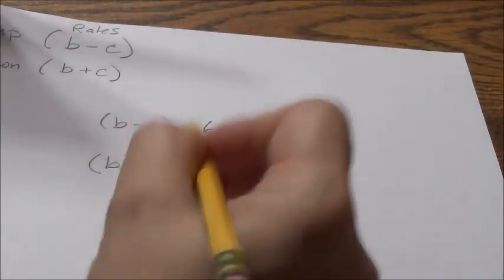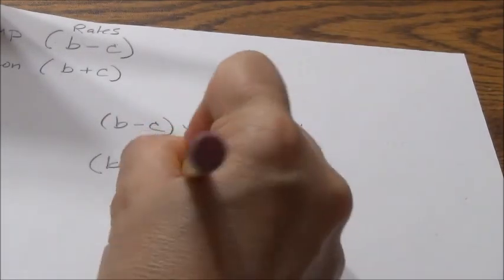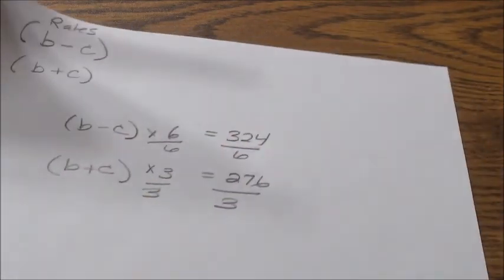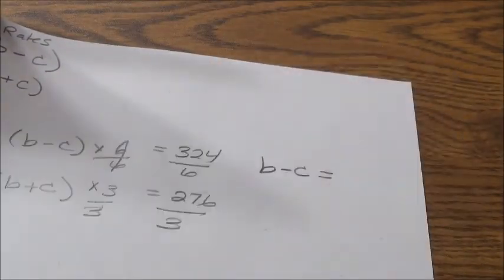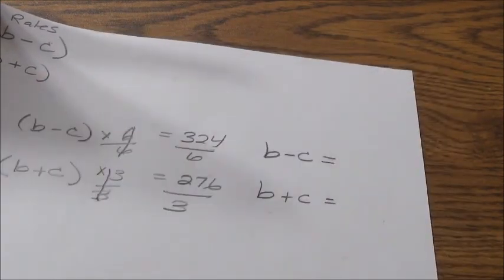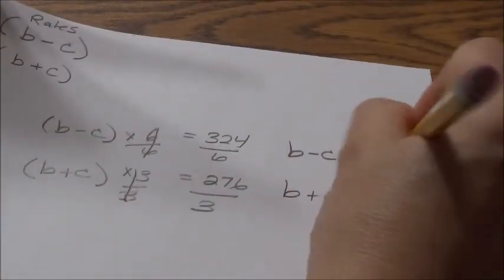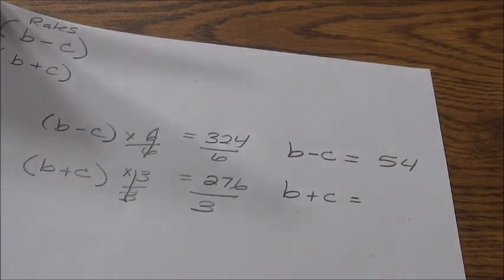Again, I'm going to go ahead and divide by the times right away. So I'm going to divide by the 6 on the top equation, 3 on the bottom equation. So that here I'm going to get B minus C equals something. On the second one, I'm going to get B plus C equals something. And so I'm going to go ahead and do my division. 324 divided by 6 is 54. 276 divided by 3 is 92.